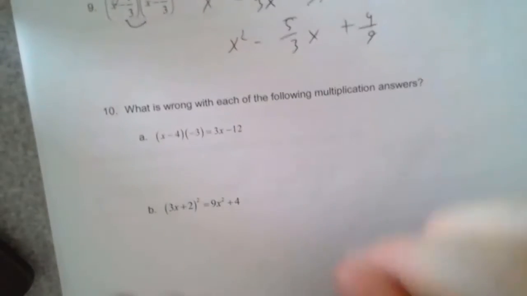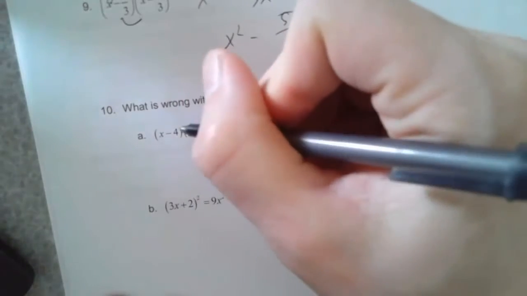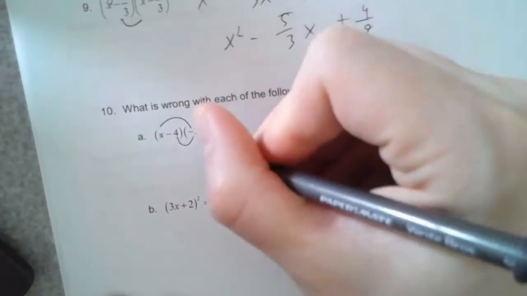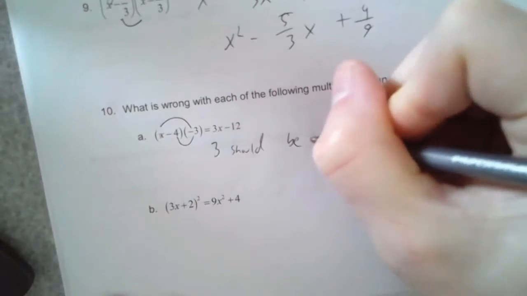Okay, what is wrong with each of the following multiplication answers? Well, on this one, they should have distributed the -3, and you can see the problem is the 3 should be -3.